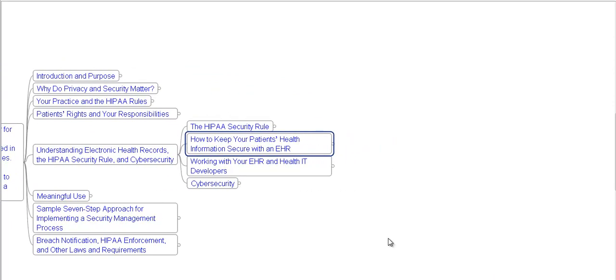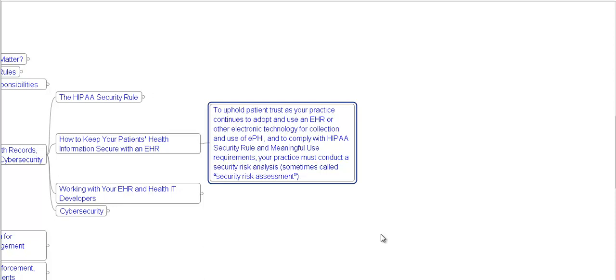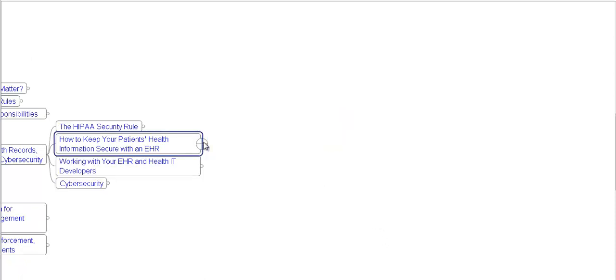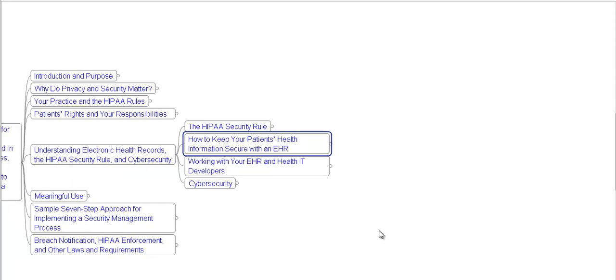Now let's see how to keep your patient health information secure with an electronic health record. To uphold patient trust, your practice continues to adopt and use electronic health records or other electronic technology for collection and use of ePHI and to comply with the HIPAA security rule and meaningful use requirements. Your practice must conduct a security risk analysis, sometimes called a security risk assessment, working with the EHR health IT developers.